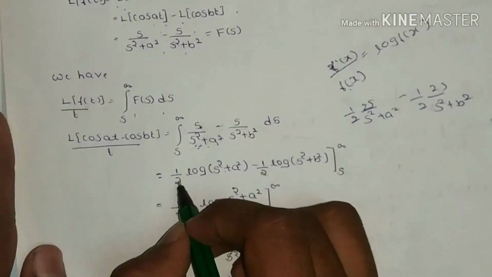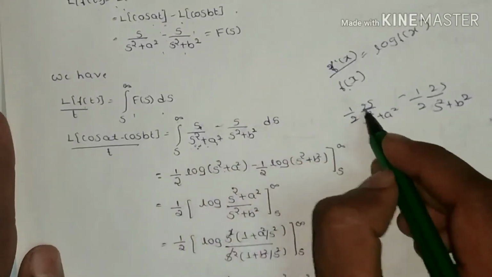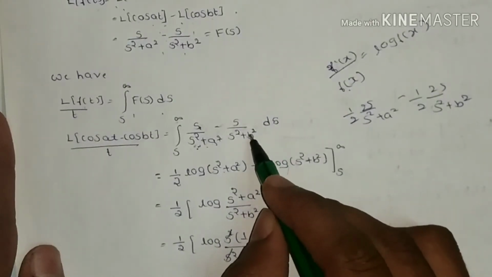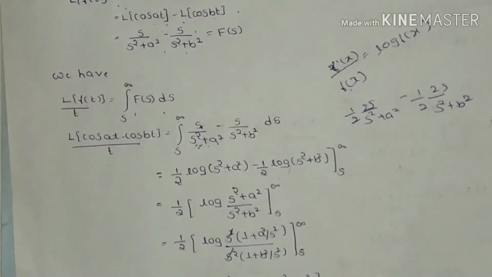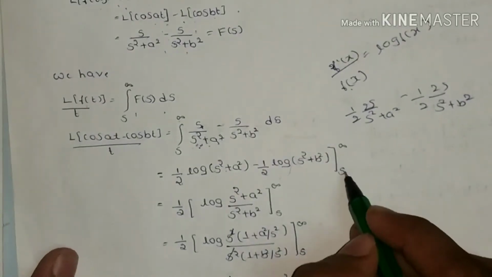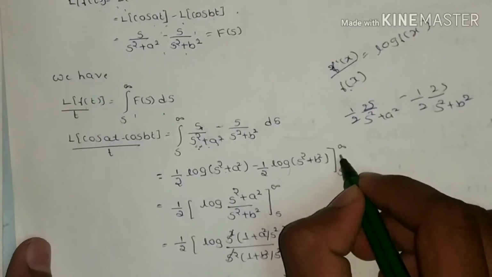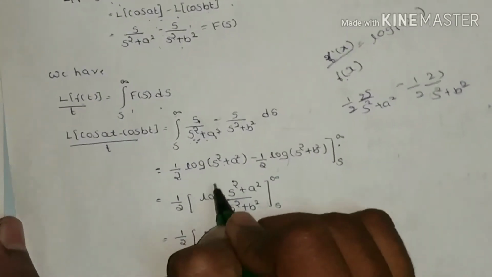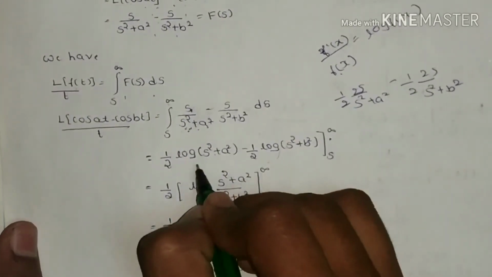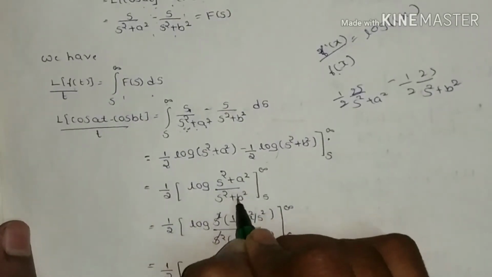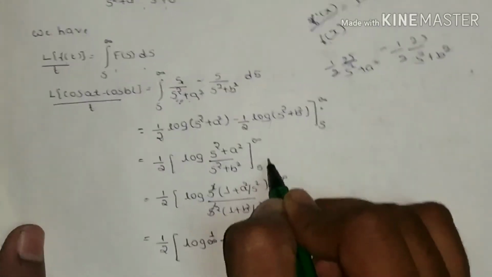So 1 by 2 as it is, and the integration of 2s divided by s square plus a square is log of s square plus a square, minus 1 by 2 as it is, and the integration of 2s divided by s square plus b square is log of s square plus b square, with limits s to infinity. First we put the value of infinity, the upper limit, wherever s is there. Before applying limits, 1 by 2 is common, and it is in the form of log m minus log n, which can be written as log m by n, with limits from s to infinity.